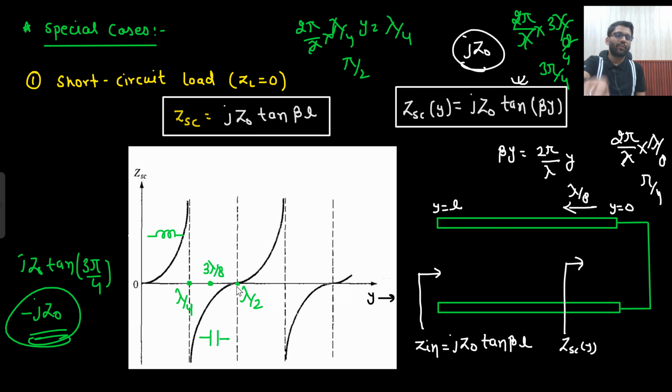What do you think will happen at lambda by 2? What will be the value of beta Y? At lambda by 2, the value of beta Y will be 2 pi by lambda into lambda by 2. So that would be pi, and tan pi is 0. So at lambda by 2 your impedance is 0. Are you getting this point or not?